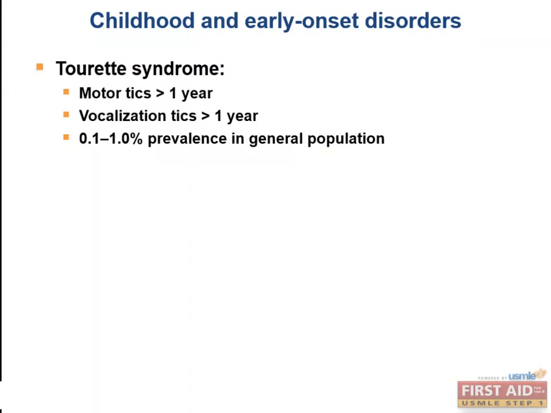Now, also keep in mind that there can be vocal tics, not just motor tics. Vocal tics will be, obviously, sudden sounds that the person makes, sudden stereotypical and recurrent sounds. Now, popular media often demonstrates these patients as suffering from coprolalia or obscene speech, though this only occurs in a minority of patients, about 20%. And there's a strong association with obsessive compulsive disorder. Usually, Tourette syndrome is treated with antipsychotics such as haloperidol.